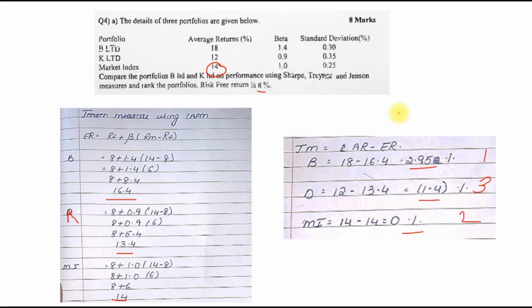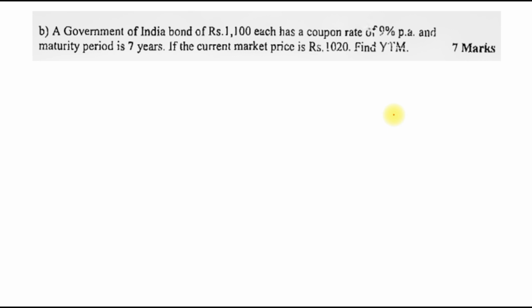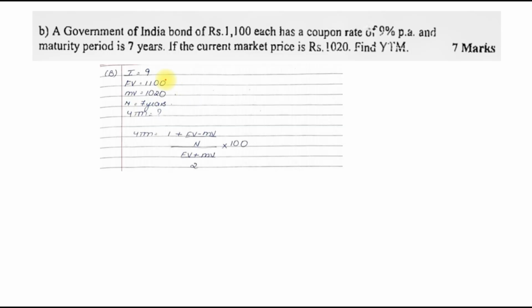The next question in this paper was question number 4b, which was based on YTM. They're giving you a government bond of 1100, coupon rate is 9%, maturity period is 7. If the current market price is 1020, find YTM. Formula again, interest is 9, 9% which is given.